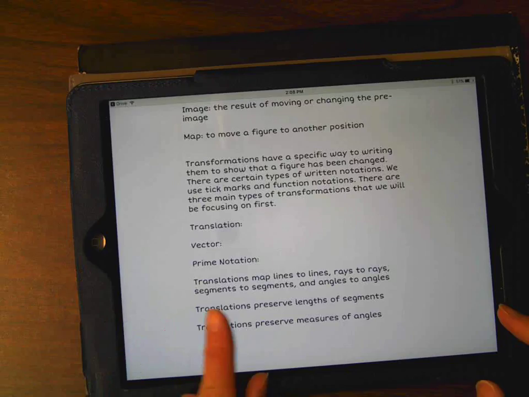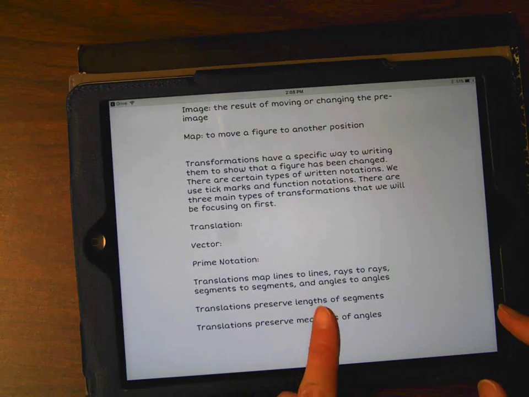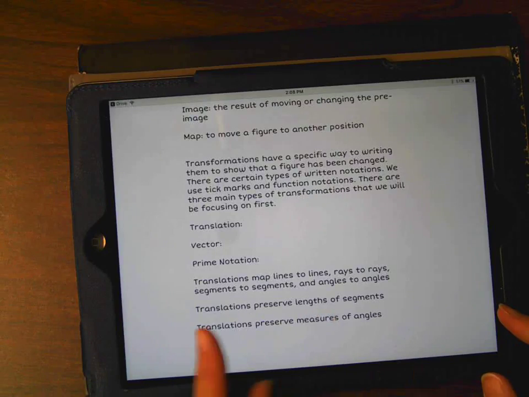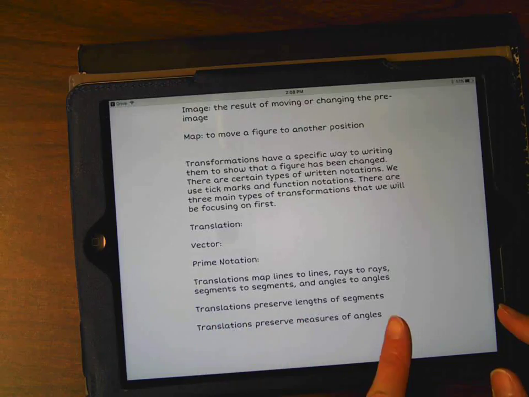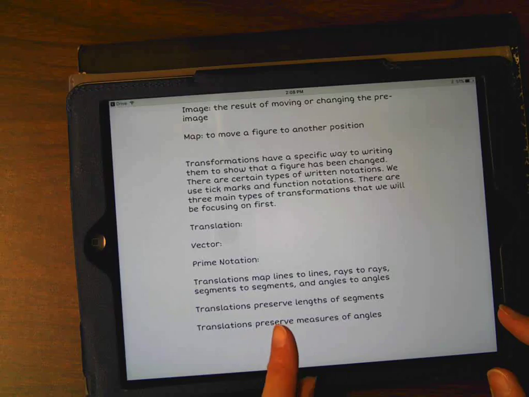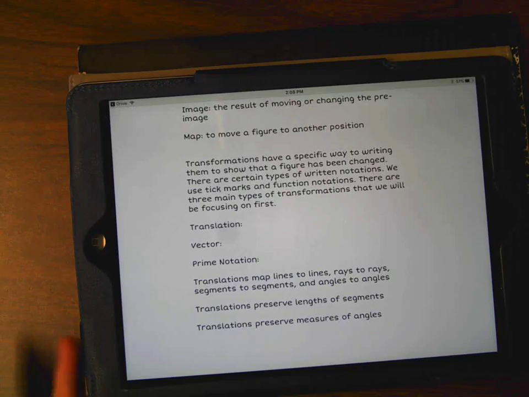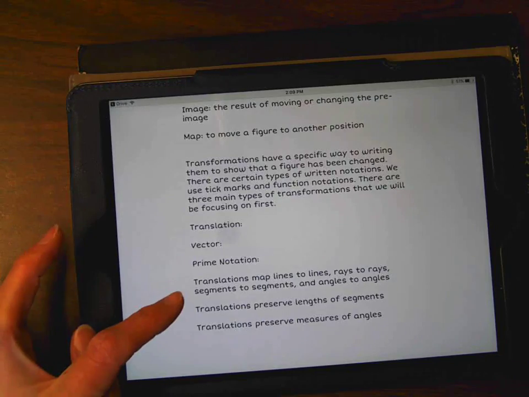All right, the thing you need to know about translations is translations map lines to lines, rays to rays, segments to segments, and angles to angles. That's what translations do. Translations preserve the length of segments, and they also preserve the measures of angles. So this is going to come in handy when we're talking about triangles and having to move them. Your triangle is not going to change in size because the only thing that's happening to it is it's sliding from one spot to another.